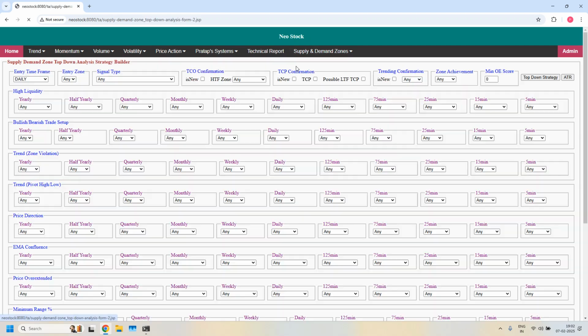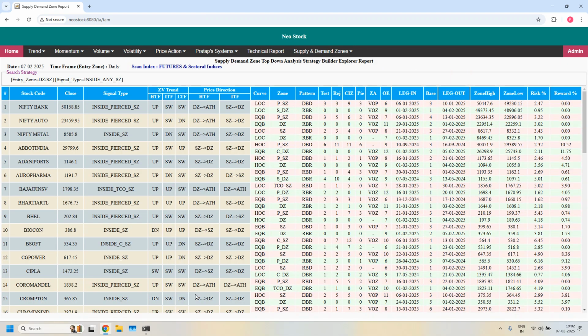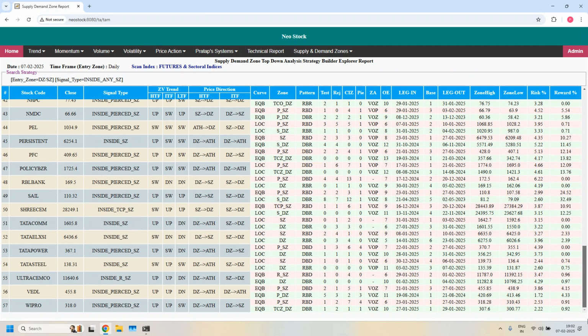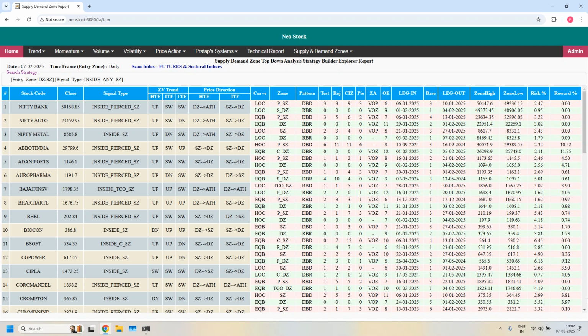Next, for daily time frame, price closed inside the daily supply zone. We got 57 stocks. First 15 stocks in the list. Let me quickly scroll the list down. Later on, we will further filter with EMA confluence. I am scrolling the list down.